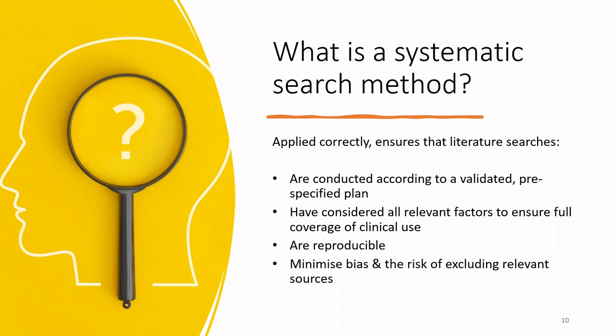Okay, so a systematic search method applied correctly helps ensure several things. It makes sure that literature searches are conducted according to a validated pre-specified plan. In other words, you're not making it up as you go along. It ensures that literature searchers have considered all relevant factors to ensure full coverage of clinical use of either SOTA devices or the device under evaluation. It helps ensure that searches are reproducible so they can be conducted more than once and result in the same outcome. And they also help to minimise bias and the risk of accidentally excluding relevant sources.